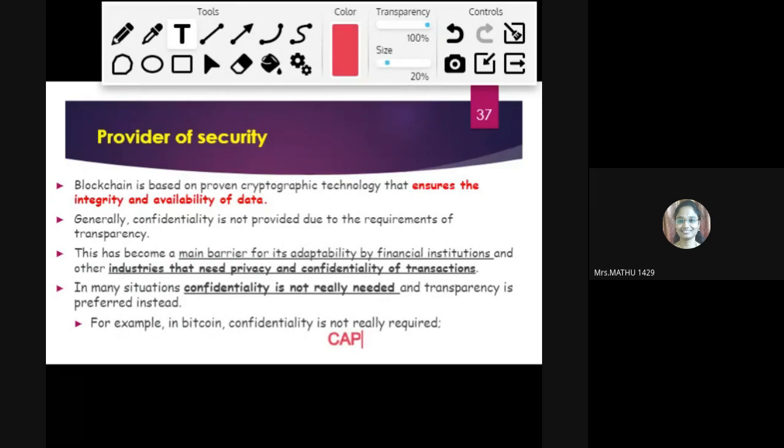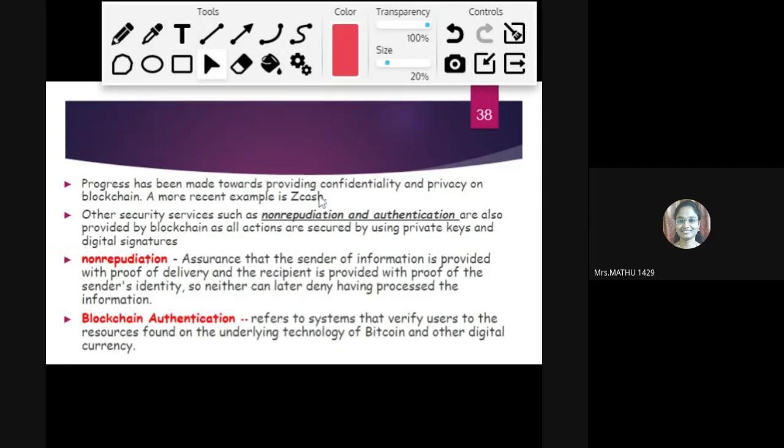So such kind of financial things need privacy and also confidentiality. Whereas there are some other situations where confidentiality is not at all required. They only need a transparent system. For example, in Bitcoin, there is no need of confidentiality. But there is research now going on which also provides confidentiality and privacy.